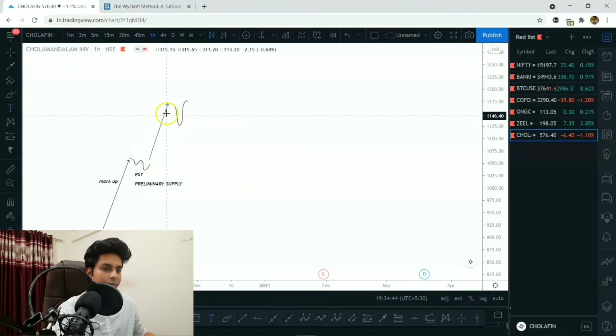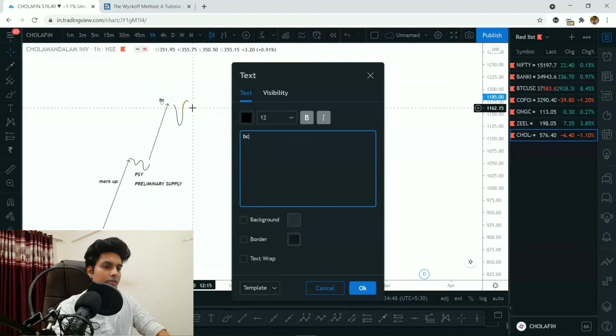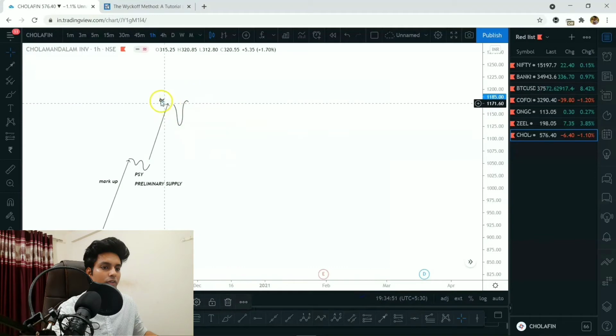You will see wide-spread candles here, and this is what we call buying climax, because who enters here? People who thought that they have missed the trade here. They have missed the trade here, and they enter here.